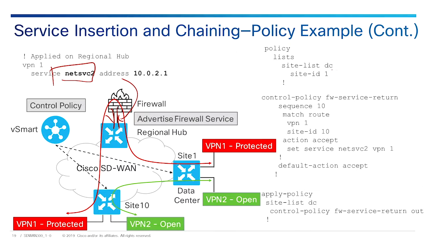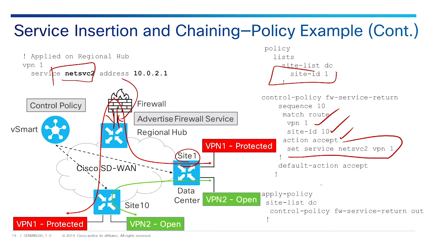We're going to specify our site list, which is the data center, so it's being applied to this guy right here. And then in sequence 10, we're going to match the route to VPN 1, so this is only applying to VPN 1 traffic and traffic going to site ID 10. We're saying accept it and set our service, net service 2, on VPN 1. And that's referencing that. Okay?